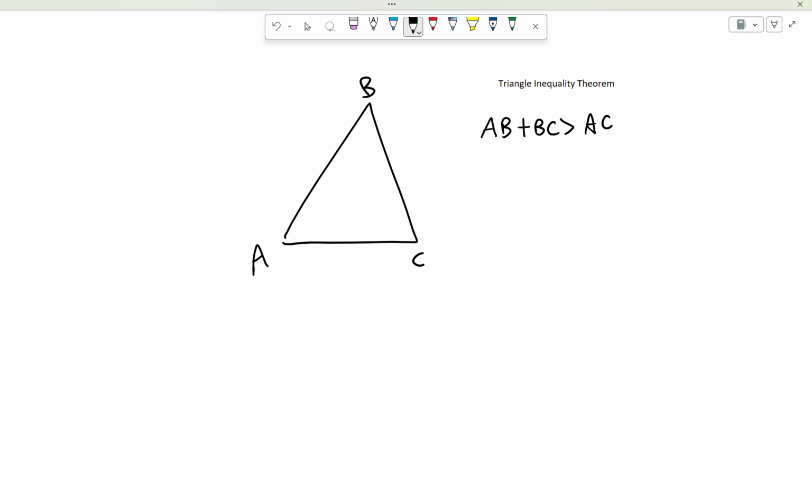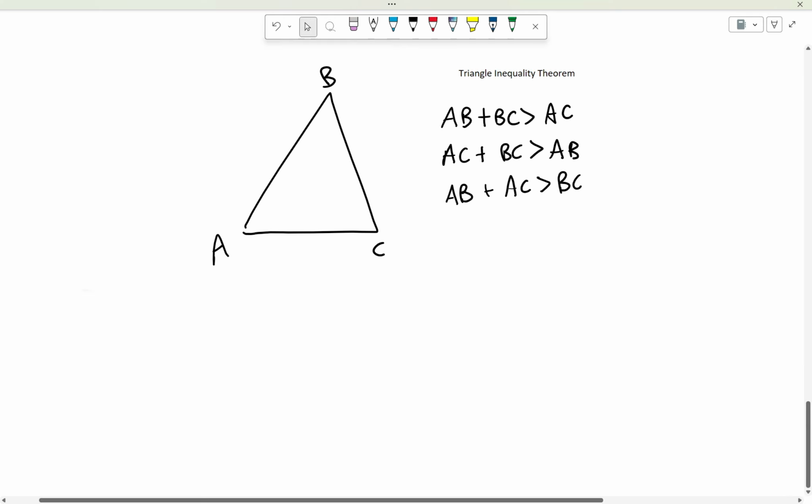And this has to be true for every single side. So AC and BC would be greater than AB. And AB and AC would have to be greater than BC. Every single one of these must check out for this to work. So let's actually put this into practice.